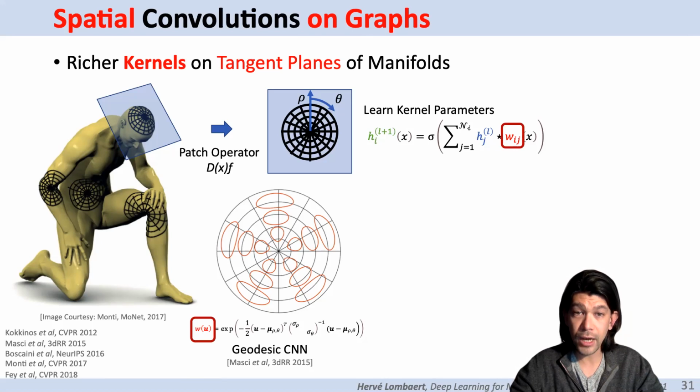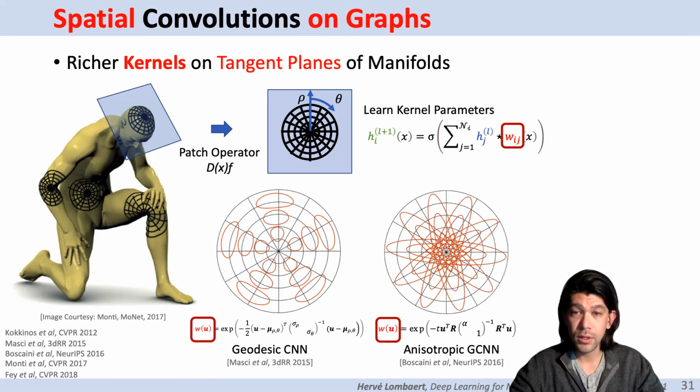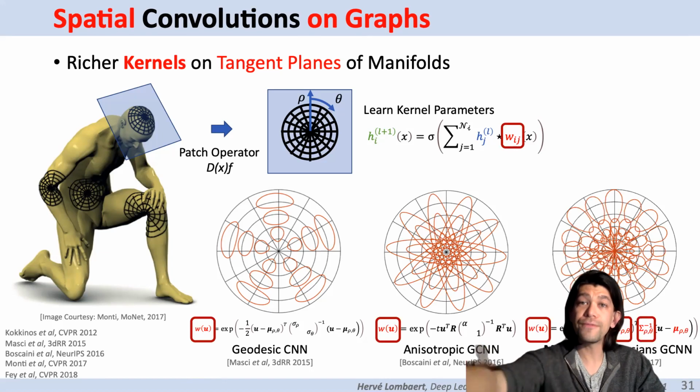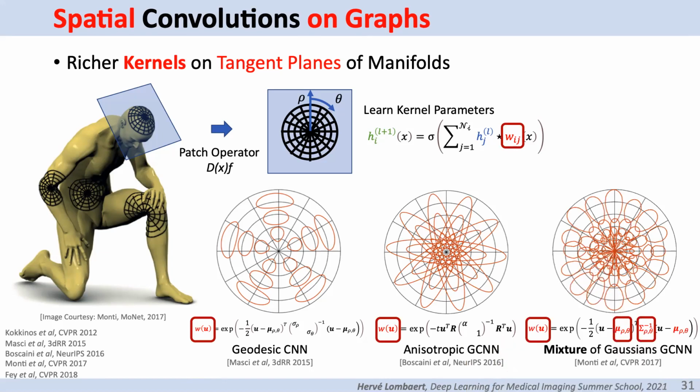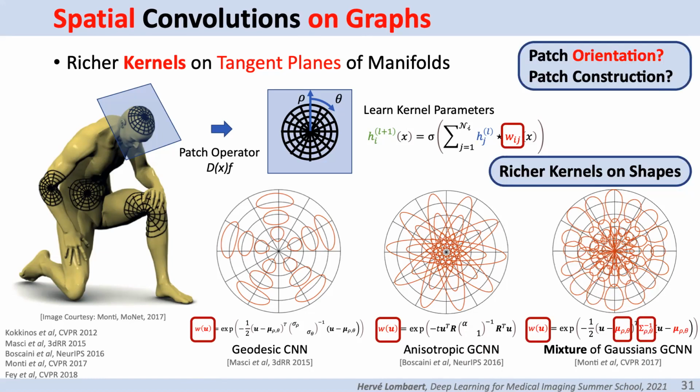Simply values around the neighborhood. You can have asymmetric, anisotropic kernels, why not? Or something more fancy, you can have a mixture of the different kernels here. And what you would learn would be the kernel centers and the kernel covariance matrices. So here we have richer kernels.